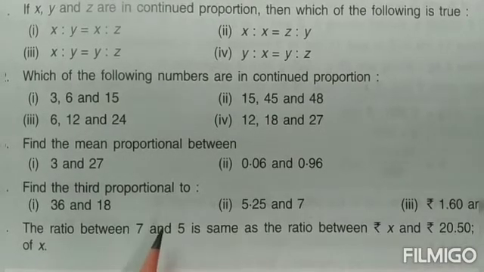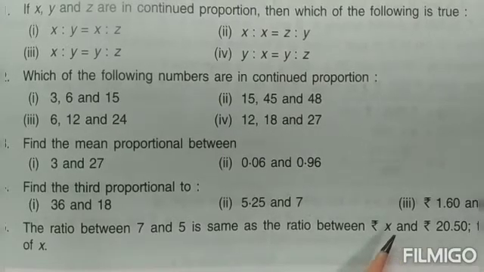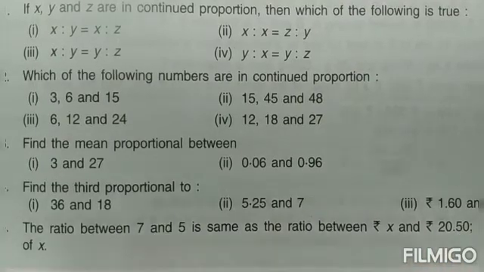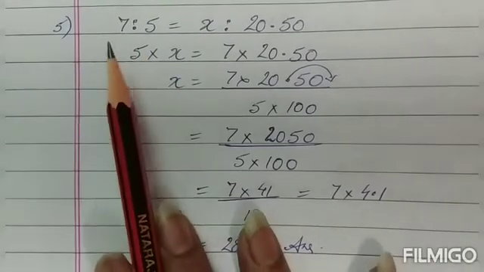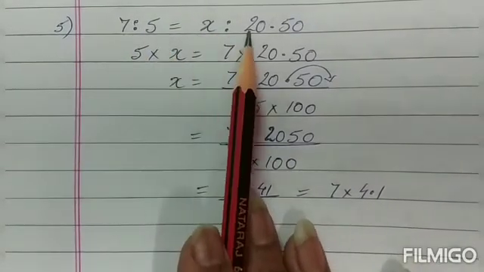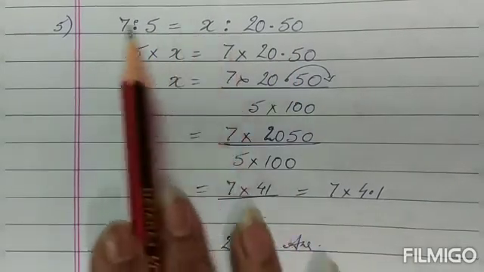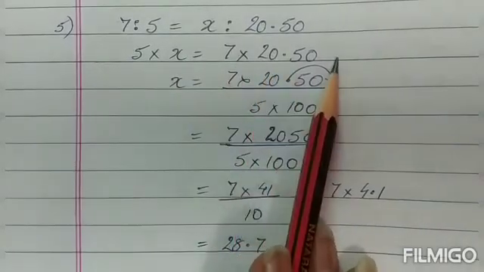The ratio between 7 and 5 is same as the ratio between rupees X and rupees 20.50. That is 20 rupees 50 paisa. Find the value of X. So let's put them into proportion. 7 is to 5 is equals to X is to 20.50. Now product of the means is equals to product of extremes. So 5 into X is equals to 7 into 20.50.